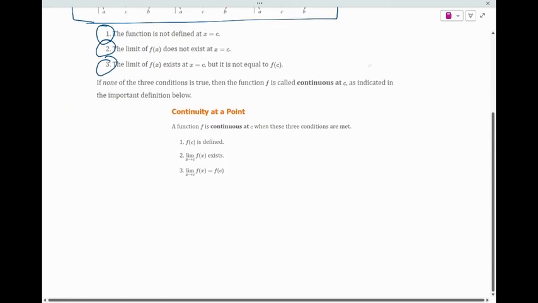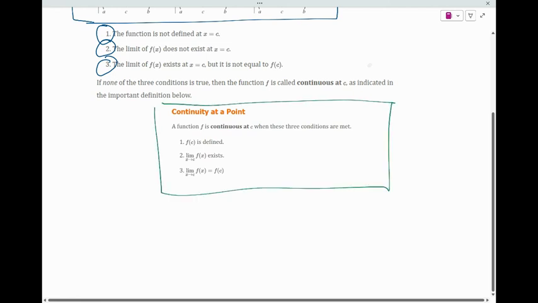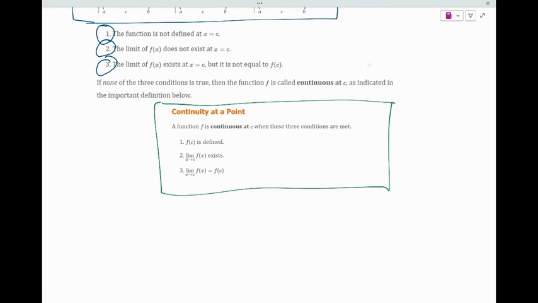Right. Here, as it's nicely summarized for us, those are telling us where we're not continuous. This is telling us what it takes to be continuous at a point. In order for a function to be continuous at c, we need all three of these criteria to be met. The function has to exist at c, the limit has to exist at c, and the function value has to match the limit value. So we're going to take a look at some of those examples.